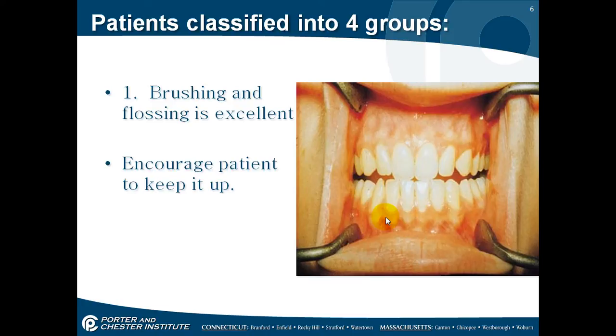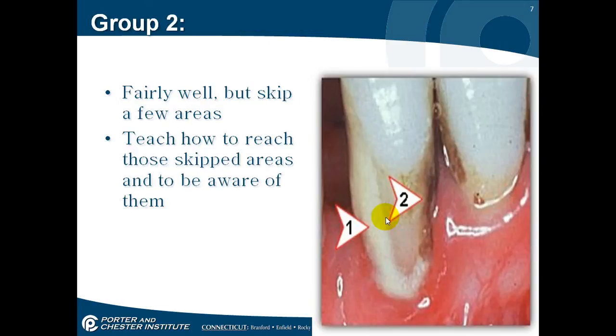Patients are classified into 4 groups. The first group has excellent brushing and flossing skills. We encourage the patient to keep it up. Group 2, they do fairly well, but they skip a few areas. We need to teach them how to reach those skipped areas and to be aware of them.